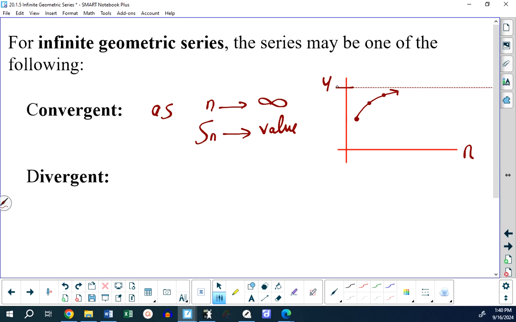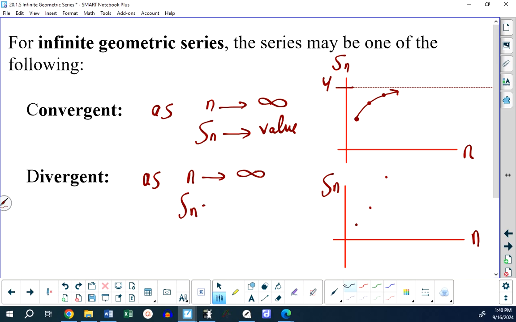On the other hand, what's happening here, if this is n, oh, by the way, this is Sn. Here's the sum at 1. Here's the sum at, I'm going to run out of room right away. Here's the sum at 2, at 3. It just keeps getting bigger and bigger. It explodes. It's diverging. So divergent is as n approaches infinity, Sn also approaches infinity.